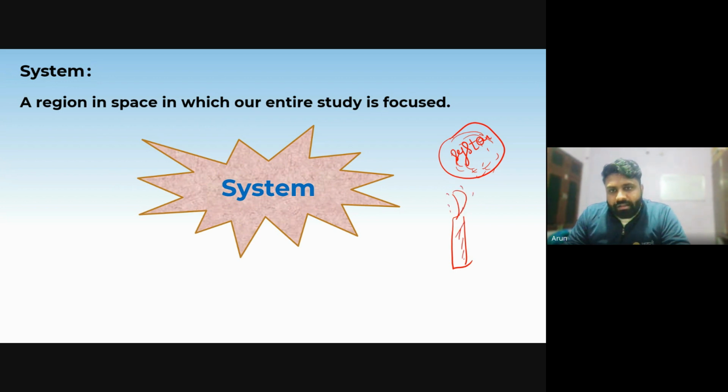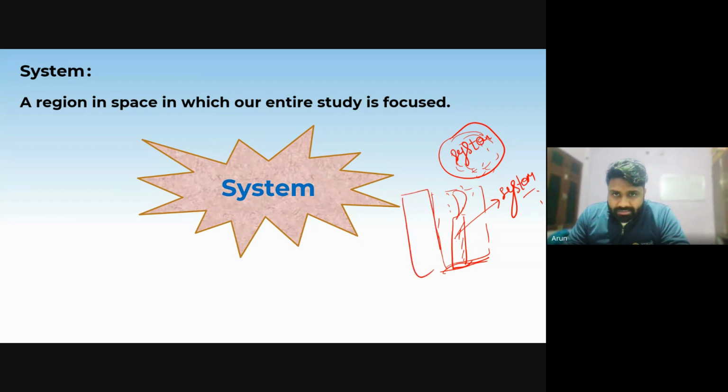Okay. This is not looking exactly like the candle, but you can imagine it. So if you are interested in only the candle, this should be the system of yours. But if you are not interested, if you take this as a system, not the candle, so this will be the circle.